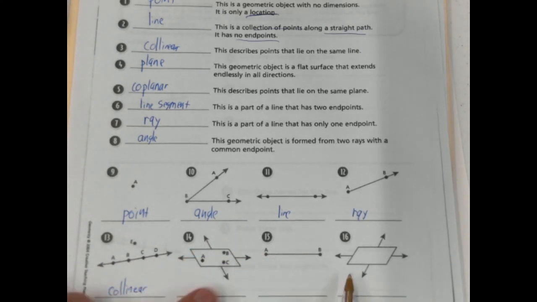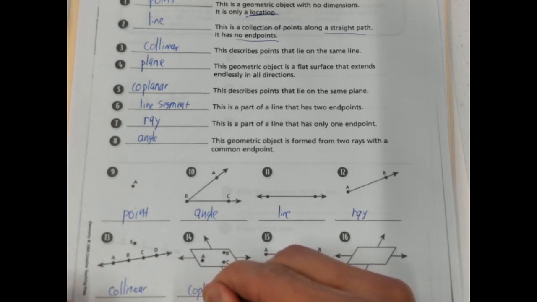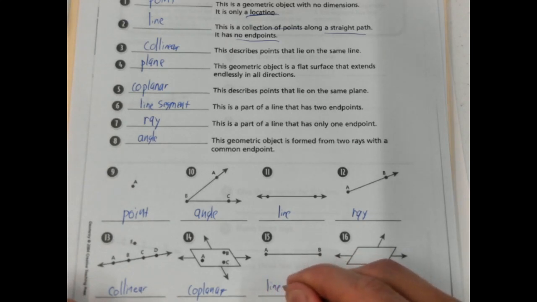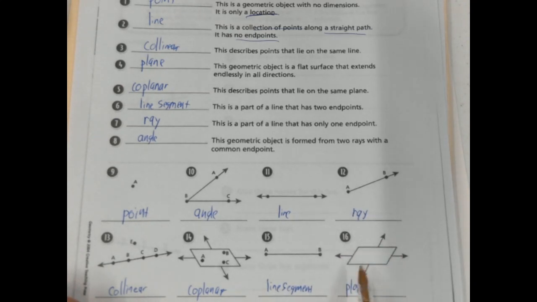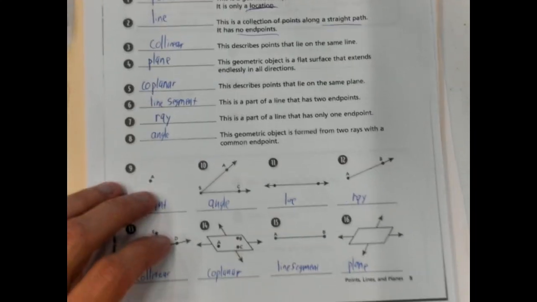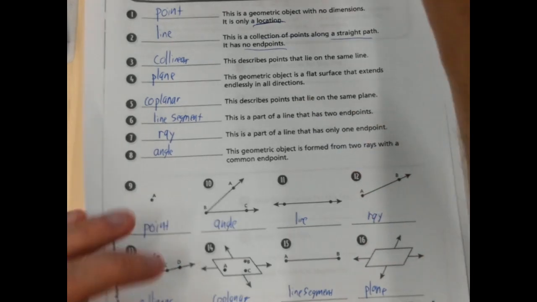Again, these two folks made some mistakes on this one, but I can understand why it's a little confusing. This would be coplanar, because these points are considered to be coplanar. And this would be line segment. And this would be plane. And planes are usually represented by a parallelogram. Okay, so that is the first. Let me see if I can zoom out a little bit so you can see the whole thing. That's the first exercise we did.